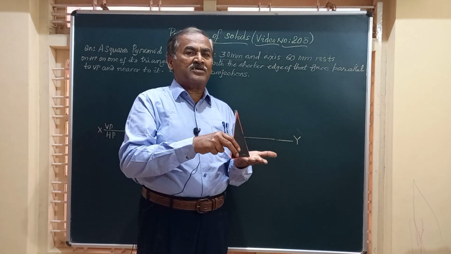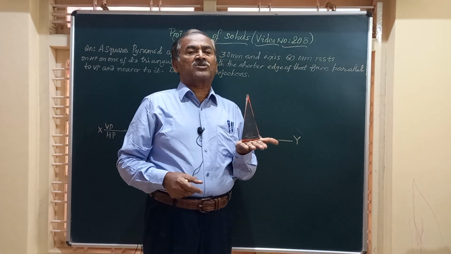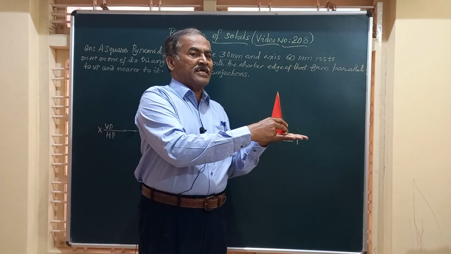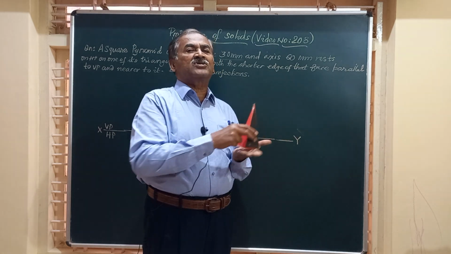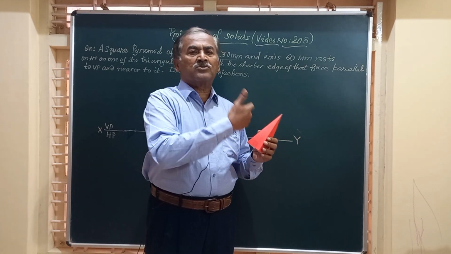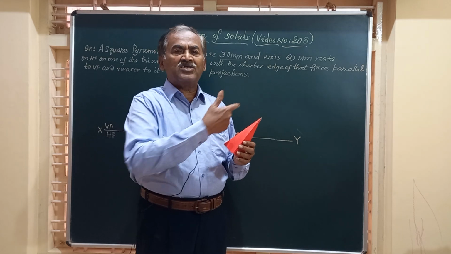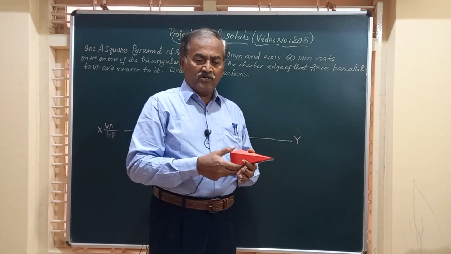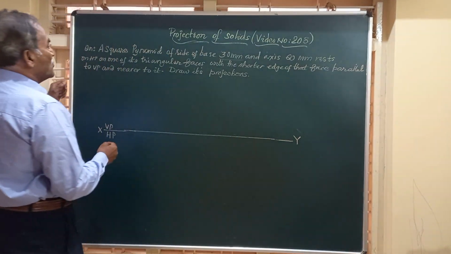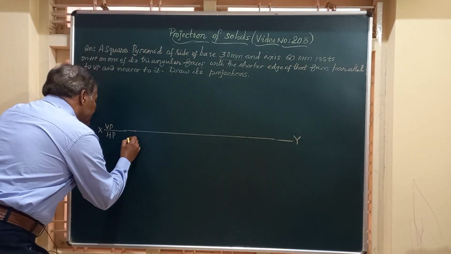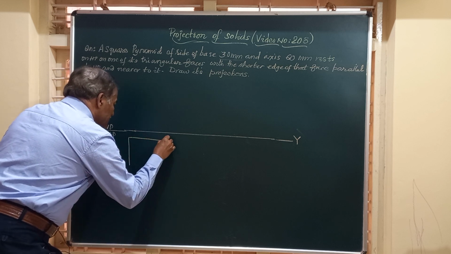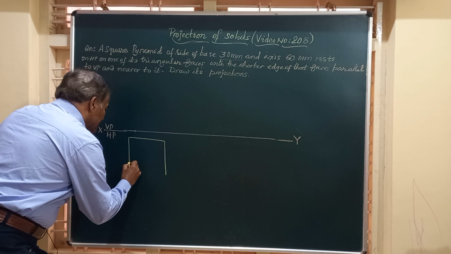So before that, you have to make it rest on HP. Say my palm is the HP, such that one of the base edges, the shorter edge of the pyramid or the base edge, is vertical, and that is normal to VP. So friends, I am going to draw the top view of the pyramid, which is going to be a square of the given side.